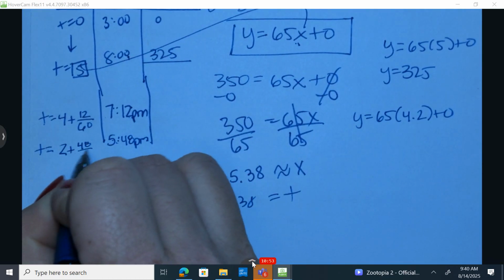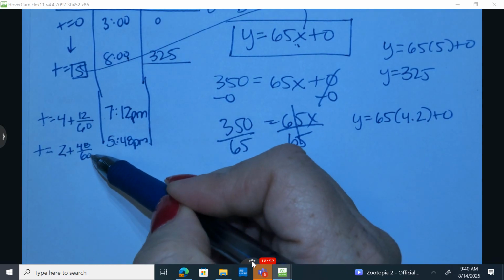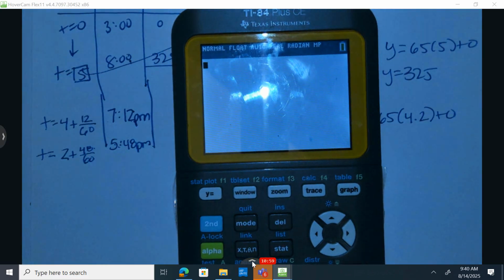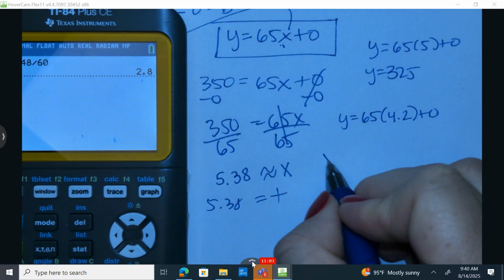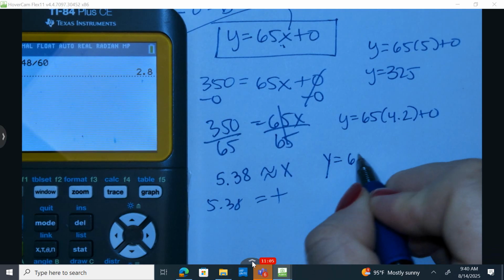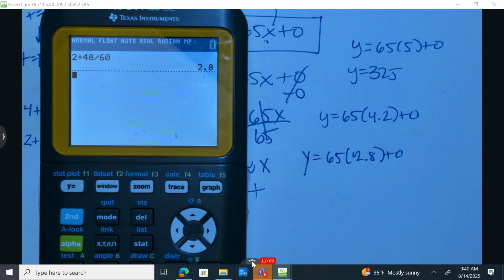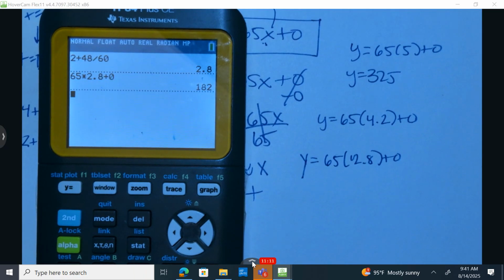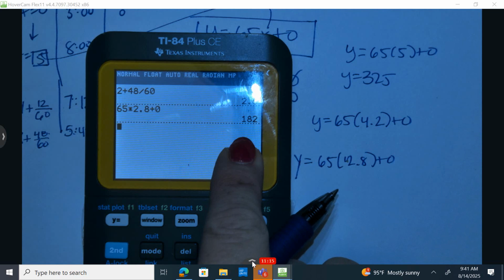Uh-oh, we got this leftover stuff. So 48 over 60. Why am I choosing 60? Because there are 60 minutes in an hour. Okay, ready? Here we go. So 2 plus 48 divided by 60. Now, how would I do this if this was a test? Because I have to show that I understand. I would write it like this, and I would grab the calculator and I'd do the rest. 65 times 2.8. And at 5:48 p.m., you can assume you have traveled 182 miles.